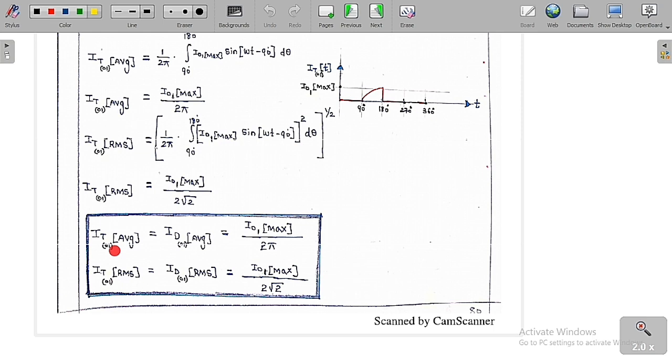Now we can say simply that the same thing occurs even for diodes. The average value of the fundamental component of the thyristor current and the average value of the fundamental component of the diode current are both the same, equal to I01 max by 2 pi, where I01 max is the maximum value of the fundamental component of the output current. Whereas the RMS value of the fundamental component of the thyristor current is equal to the RMS value of the fundamental component of the diode current, equal to I01 max by 2 root 2.